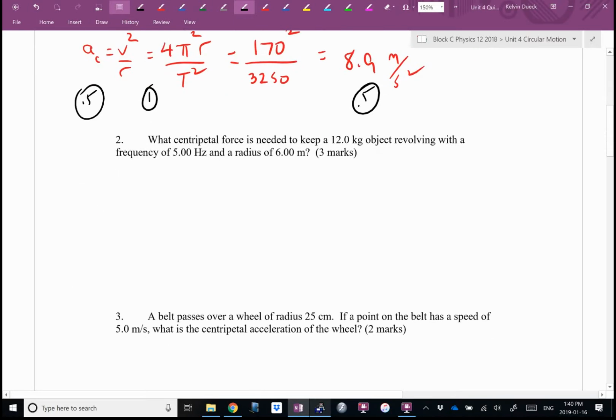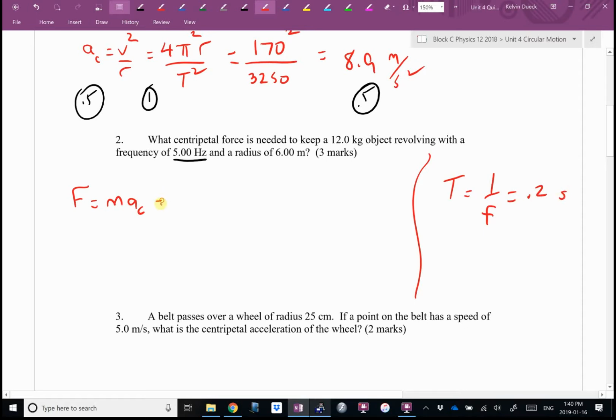Number 2. Ooh, they gave me hertz. They want the centripetal force. I said, well, it's going to be MA, C, which A? Well, the fact that they gave me hertz means they gave me the period. The period is 1 over the frequency in hertz. It's 1 over 5, which I'm pretty sure, correct me if I'm wrong, the period's 0.2.